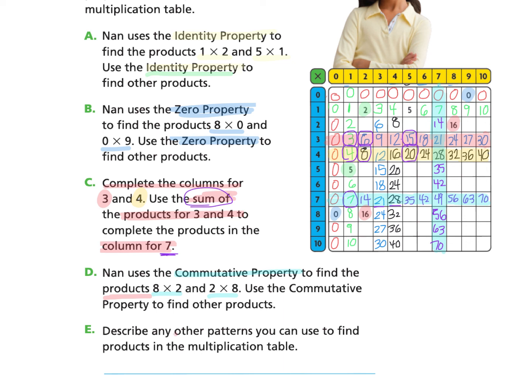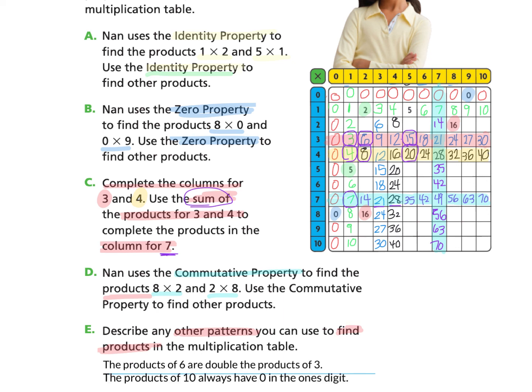Describe any other patterns that you can use to find products. So we want to find the products in the multiplication table. So you may need to pause and take a look at the multiplication table for a minute to look for other patterns. Here are a few things that I noticed. The products of 6 are double the products of 3, and the products of 10 always have a 0 as the ones digit. So maybe you found some more patterns and you can explain your thinking. If you would like to go back and rewatch this video, you can do so at any time and pause along the way as needed.